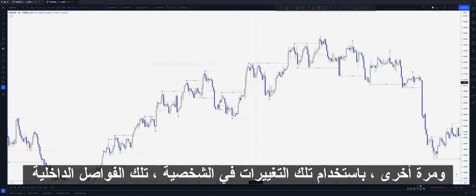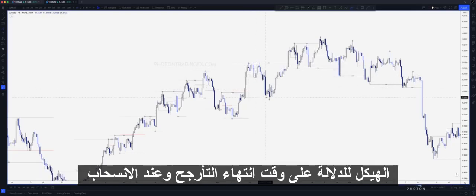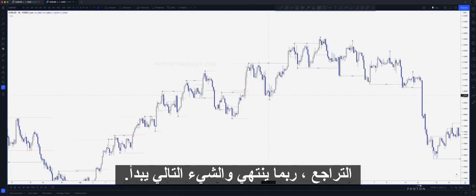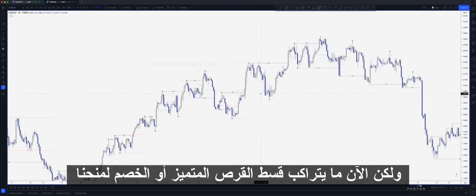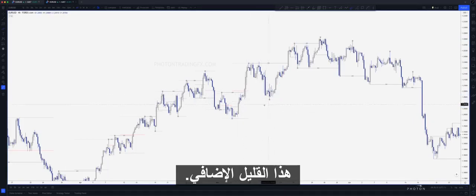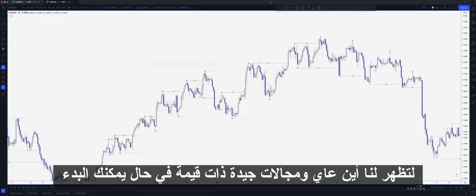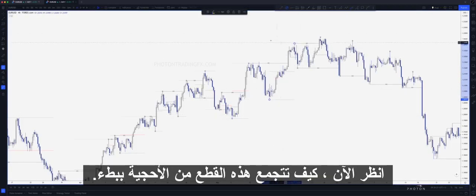So it's the same thing again and again, using those changes of character, those internal breaks of structure, to signify when the swing run is over and when the pullback's starting, and then when the pullback may be over and the next swing run is starting. But now we're overlaying premium and discount to give us that little extra edge to show us we are in good areas of value. Okay, so you can start to see now how these pieces of the puzzle are slowly coming together.